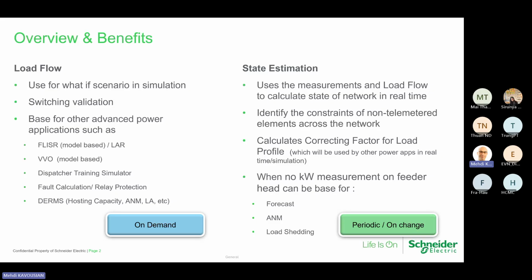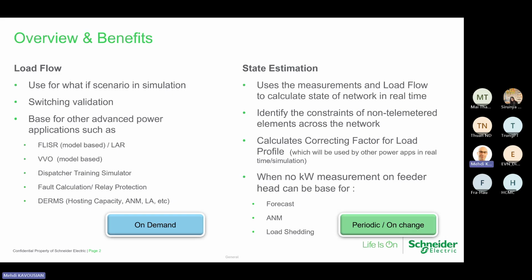Why is kilowatt important? Because nowadays, if you have a lot of solar, it could have a different power direction. It could go reverse. State estimation runs periodically. You can also run it on demand, by change, or on violations as well. If the violation is more than some threshold, it can show it. But load flow generally runs either on demand or is run internally by other applications. So this is the high level of this.